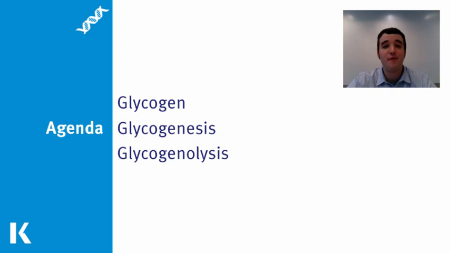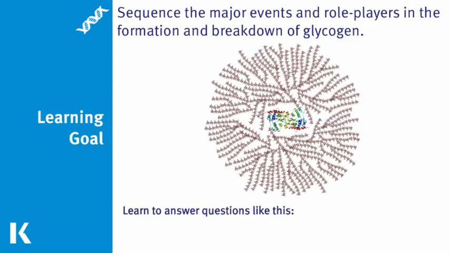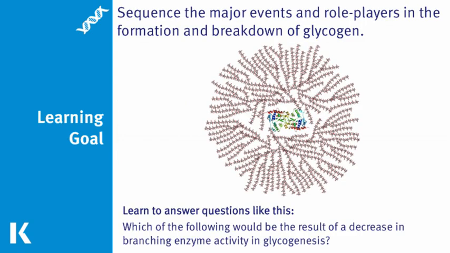This video will run the full gamut on glucose storage in the cell. We'll start with the structure and function of the macromolecule glycogen, and then we'll cover the metabolic and catabolic processes whereby it is built up and broken down. After watching this video, you should be able to answer questions like this one, which tests your knowledge of the individual types of bonds broken and formed by the branching enzyme during glycogenesis.